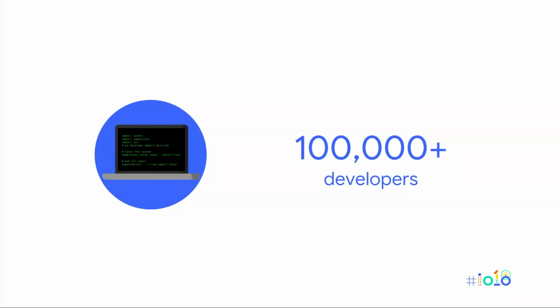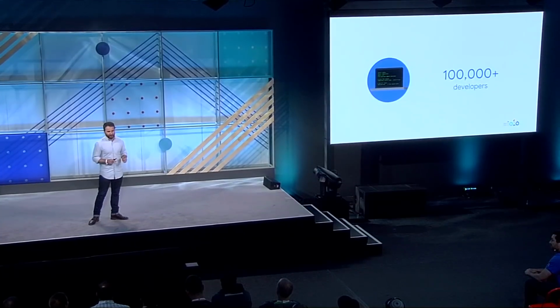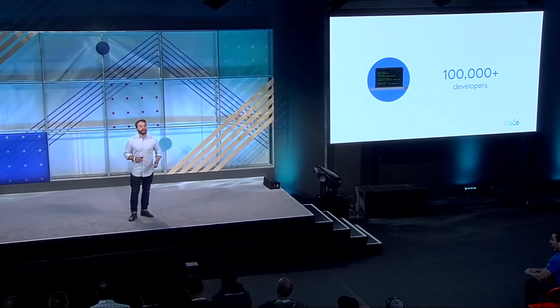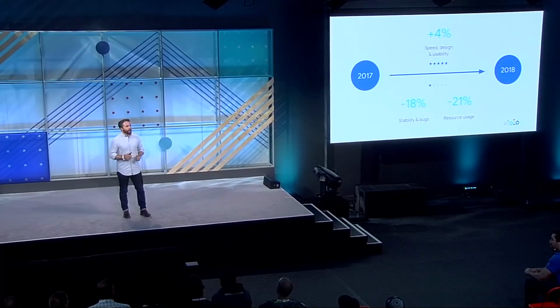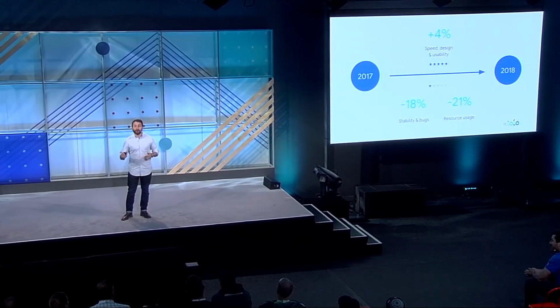And since the program's launch a year ago, it's been an incredible success. We have over 100,000 developers, including some of the biggest names on the Android platform, regularly engaging with the Vitals console to understand their performance issues and create fixes. Now, it's because of this incredible engagement that we've seen some really nice gains at an ecosystem level.